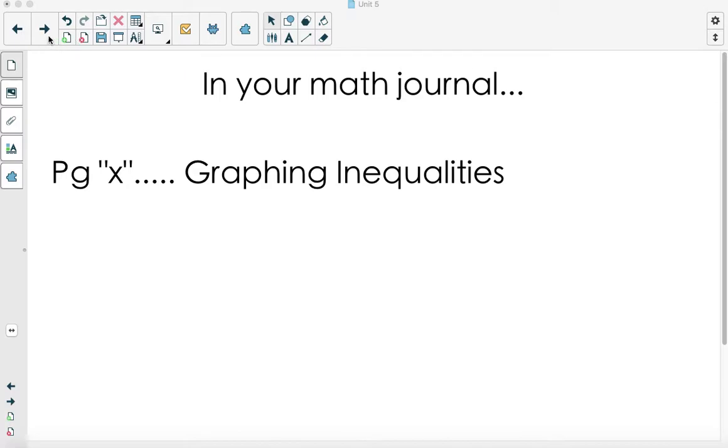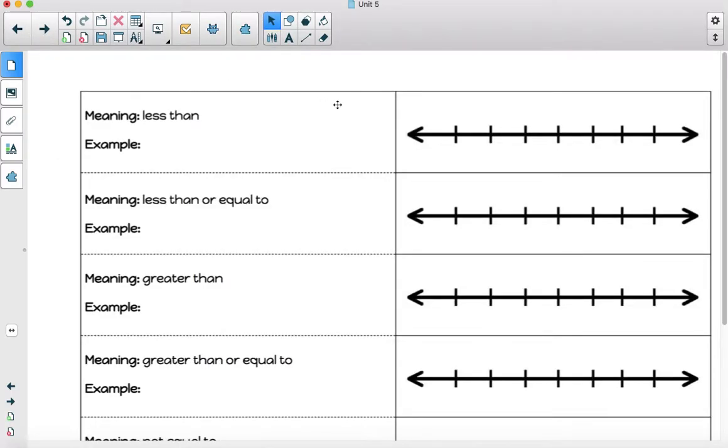Okay, so once that is done, you should have a paper that looks like this. And we're going to be taking notes on this side about graphing inequalities. So inequalities are when we use the greater than, less than, or equal to sign. That is an inequality. And then graphing them is what we're going to be doing today. So we're going to be graphing those greater than, less than, or equal to expressions. So the first one that we want to look at is less than.